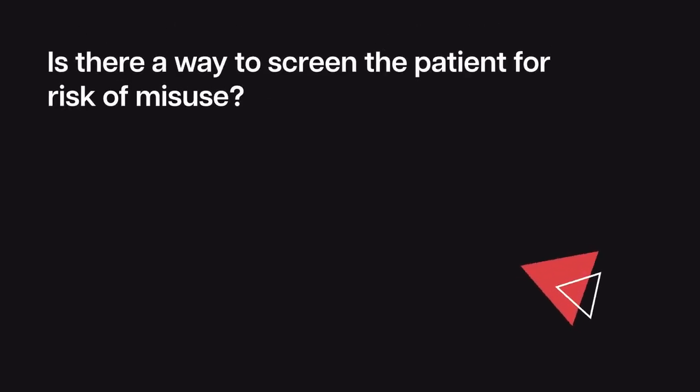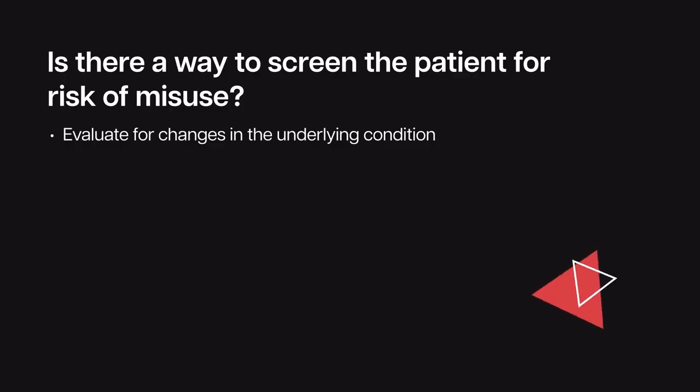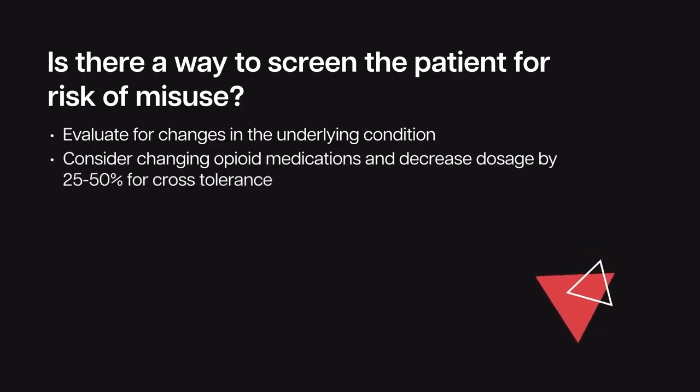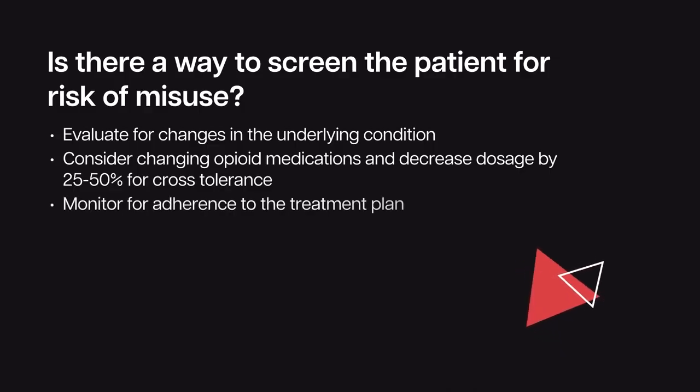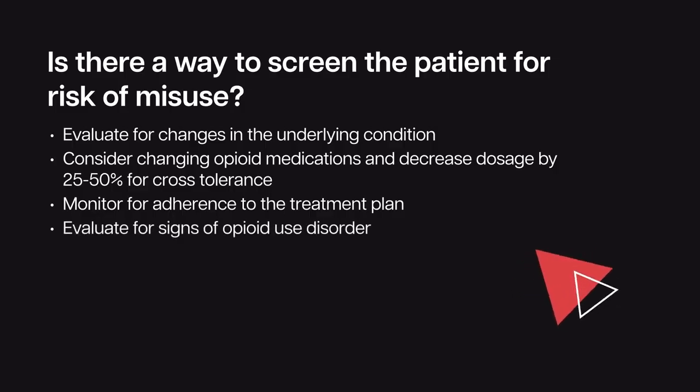When seeing a patient for monitoring of chronic pain treated with opioids, periodically evaluate for changes in the underlying condition. Rather than increasing opioid doses, consider switching to a different medication in the same class and then actually decreasing your dosage by 25 to 50% to accommodate for cross-tolerance. Make sure to monitor for adherence to the treatment plan, and as discussed, this may include toxicology testing. And finally, evaluate for signs of opioid use disorder.